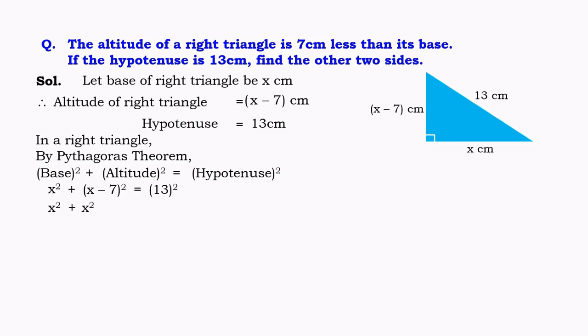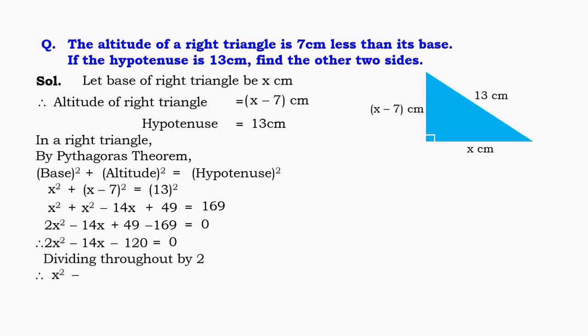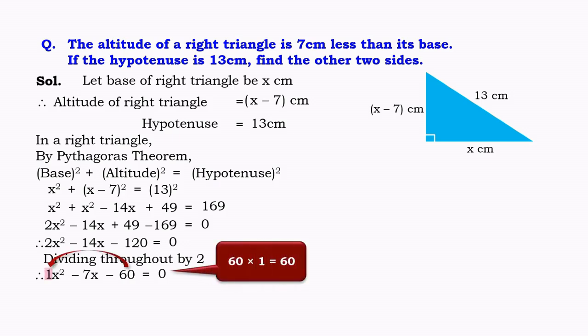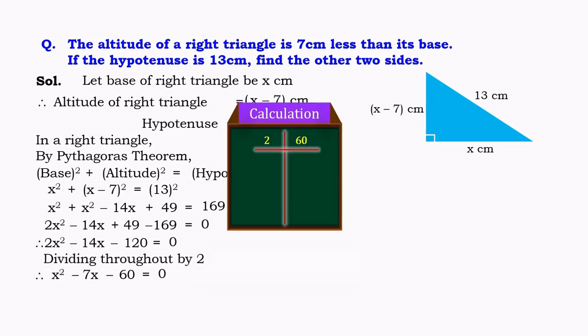Using Pythagoras theorem, base squared plus altitude squared equals hypotenuse squared. Substituting the given values, we get x squared plus (x minus 7) whole squared equals 13 squared. Now expand and simplify the equation carefully. After simplifying, we obtain 2x squared minus 14x minus 120 equals 0. Dividing every term by 2 gives x squared minus 7x minus 60 equals 0. Now we have obtained a quadratic equation. The next step is to factorize it.